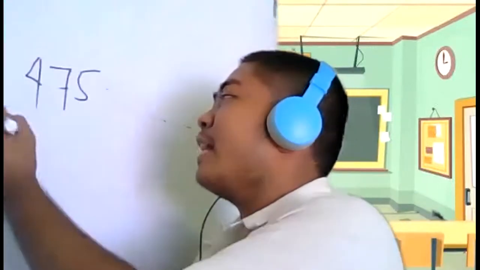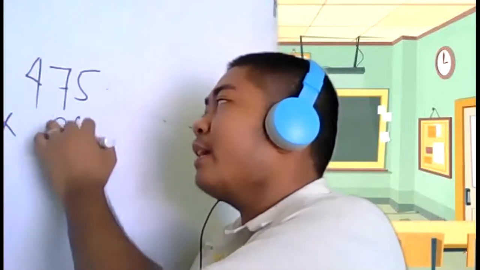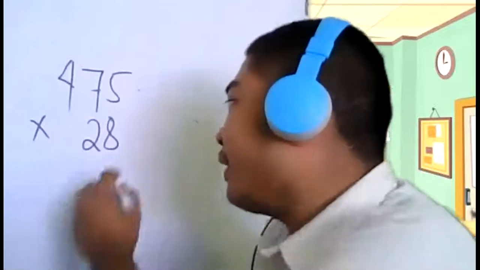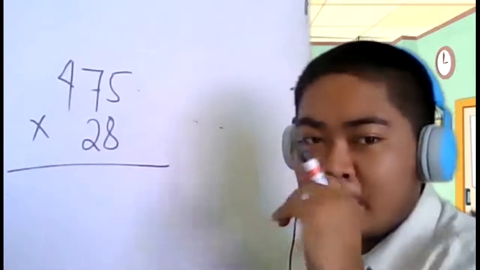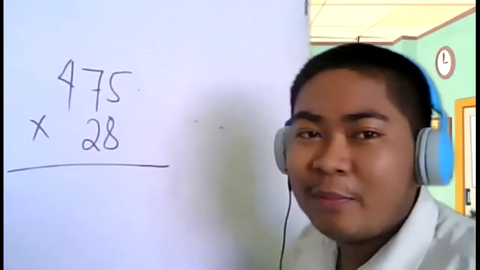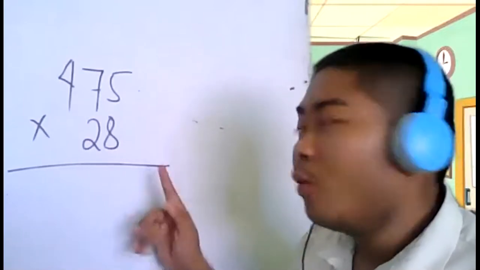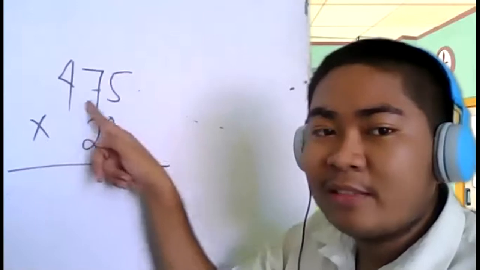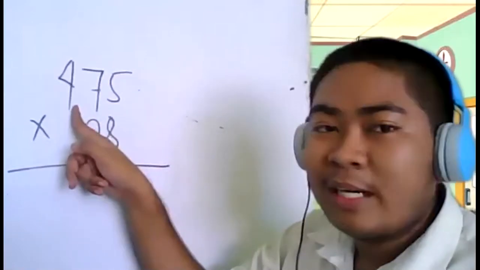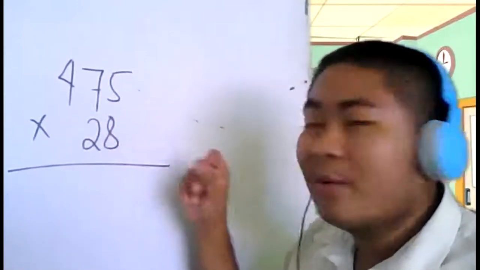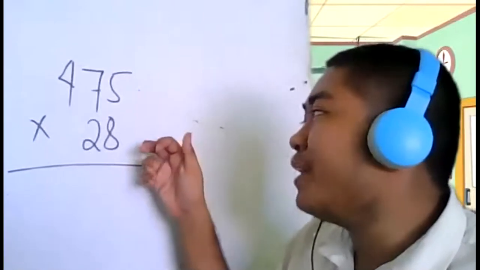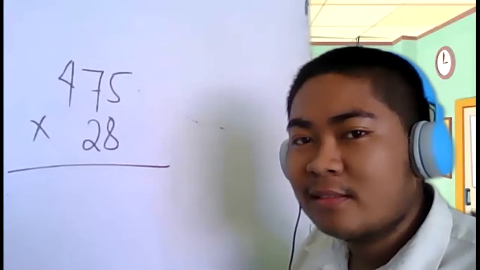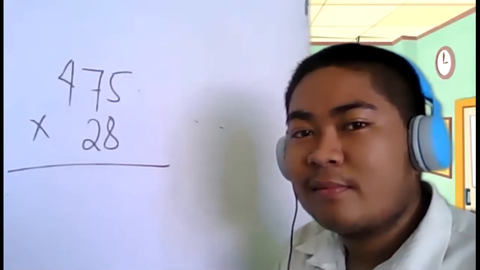475 times 28. Tama? Yes. So what would be the answer? Paano na tayo mag-multiply? Ones to the ones, ones to tens, and ones to hundreds. Okay. So, Daniel Rob, what is 8 times 5?